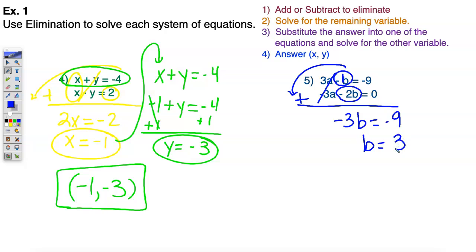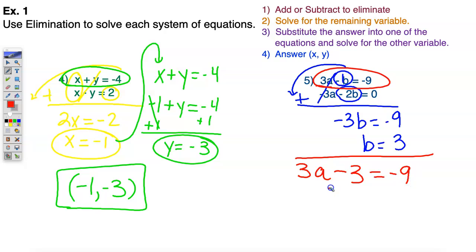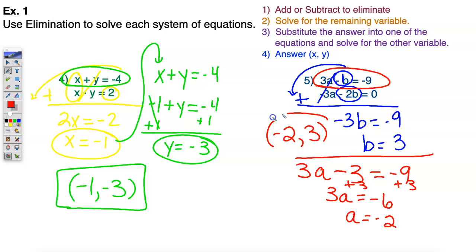So now we're going to pick one of those equations. It doesn't matter which one of those two. I'm going to pick the top one. So we know b is 3, so we're going to plug in 3 for b. So 3 is going to go right there, and then equals negative 9. So now we're going to add 3 to both sides. If we add 3 here and add 3 here, we end up with negative 6. So a is going to equal negative 2. So our common solution for this is when a is negative 2 and b is 3.